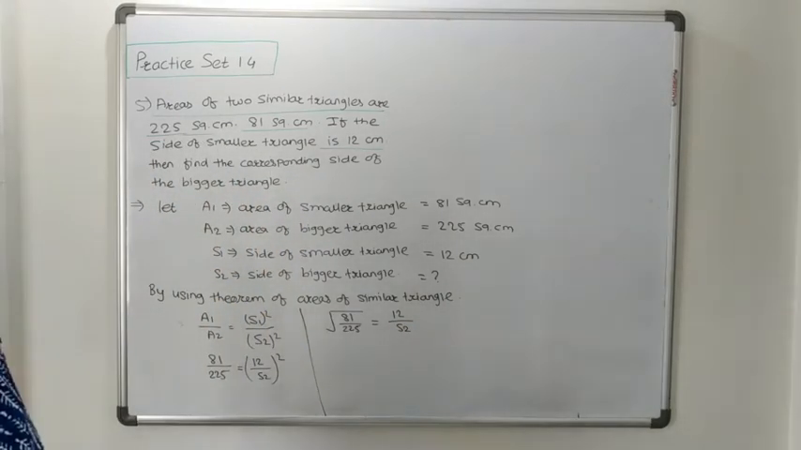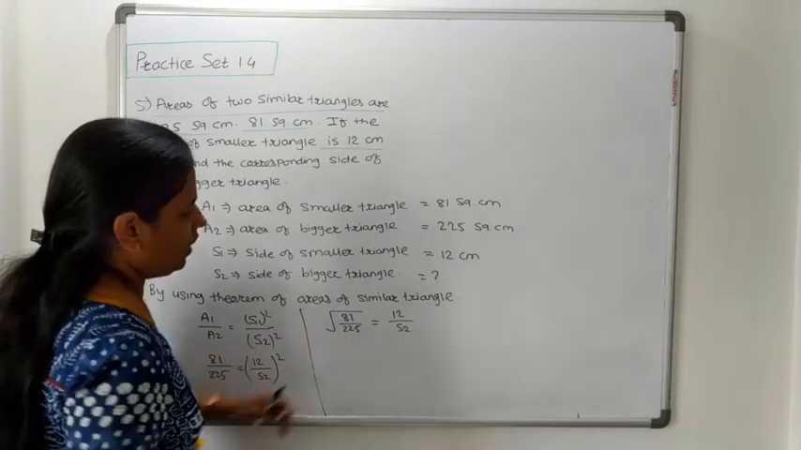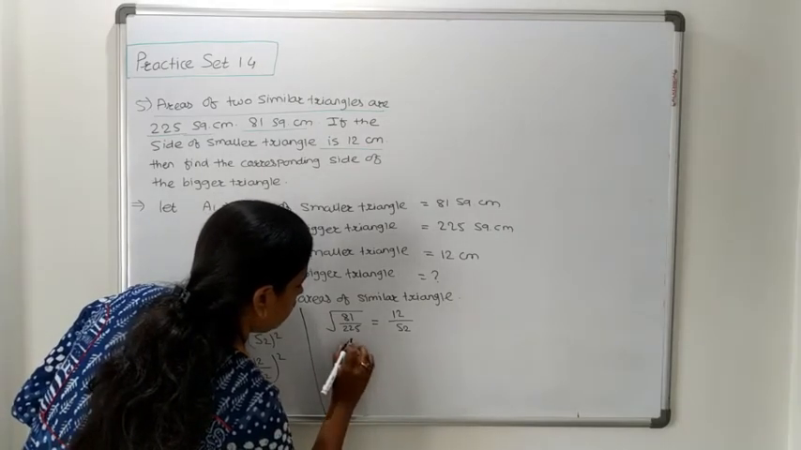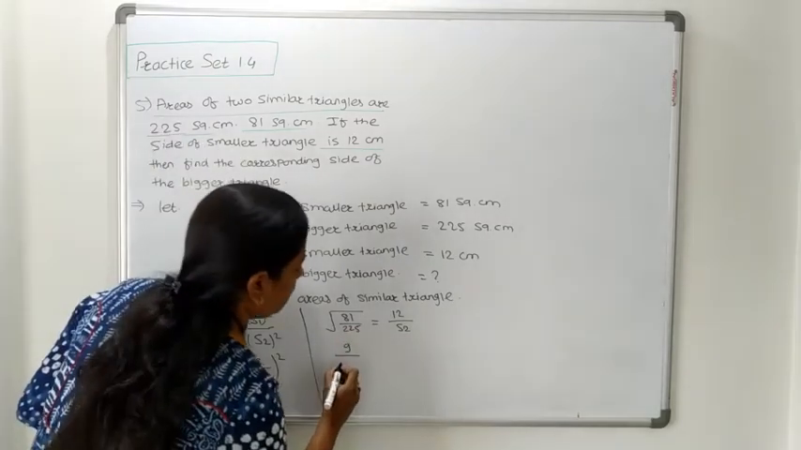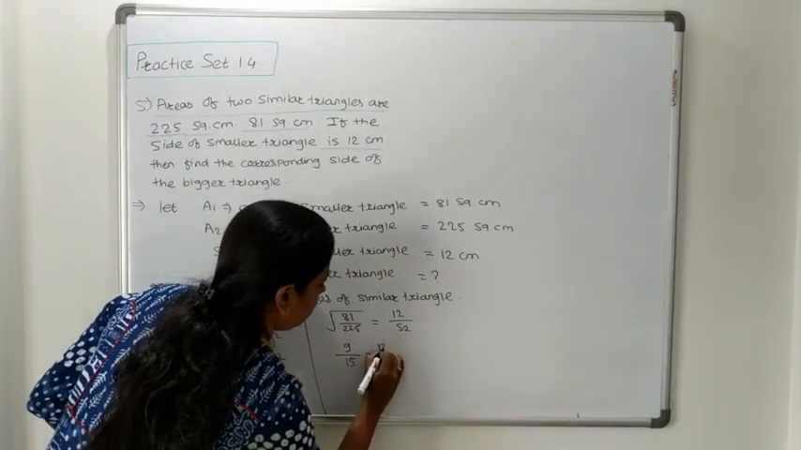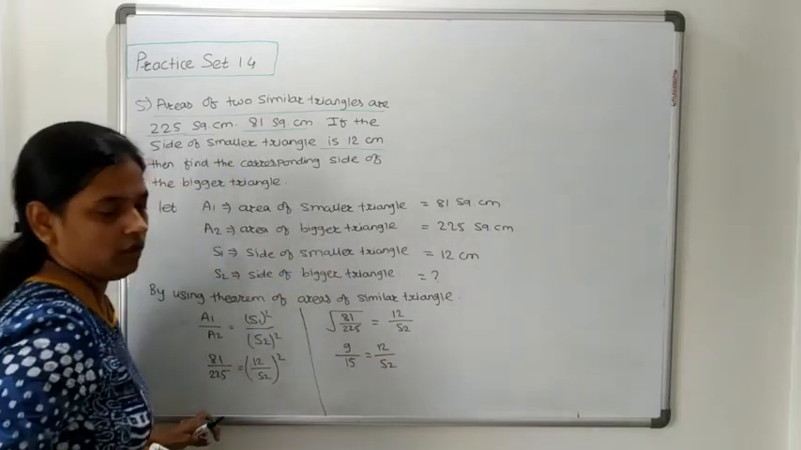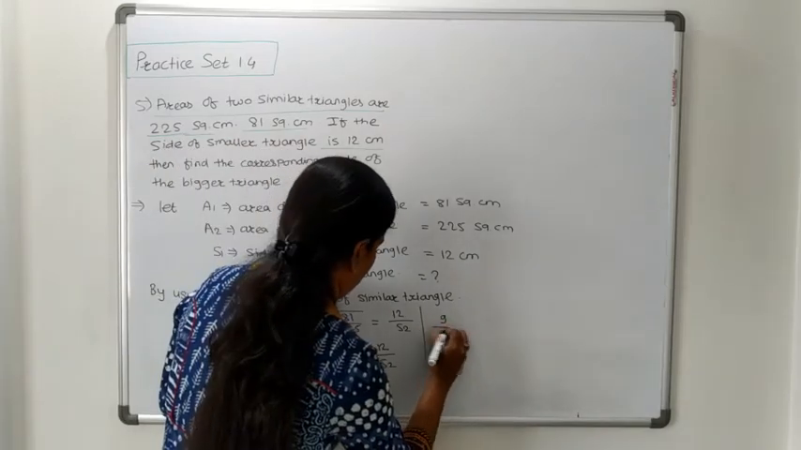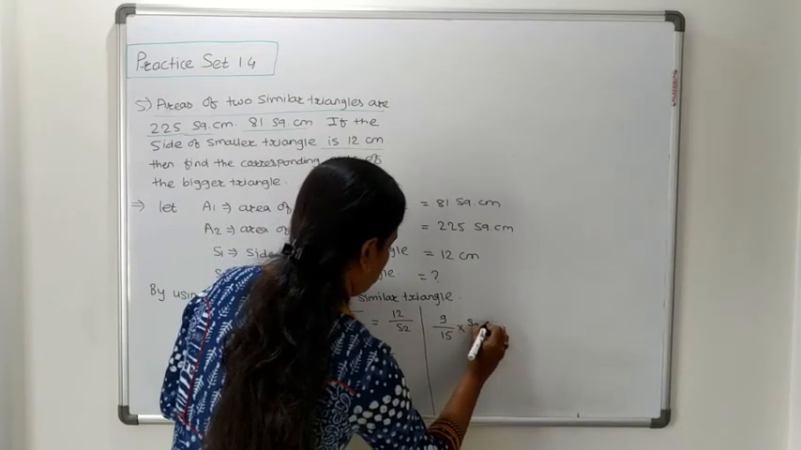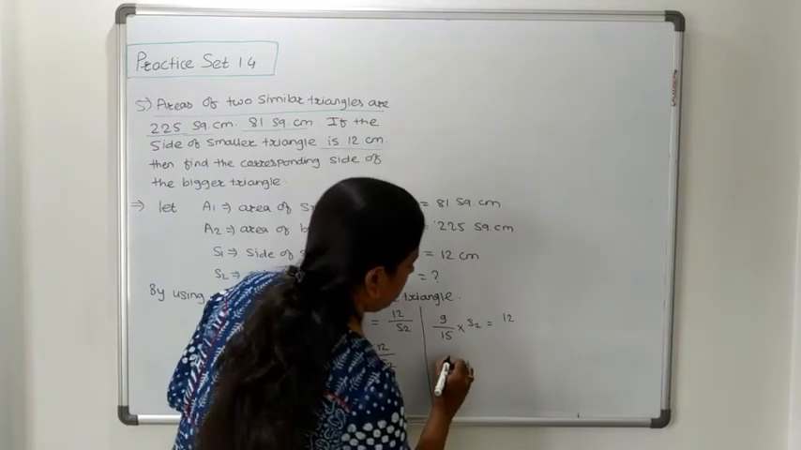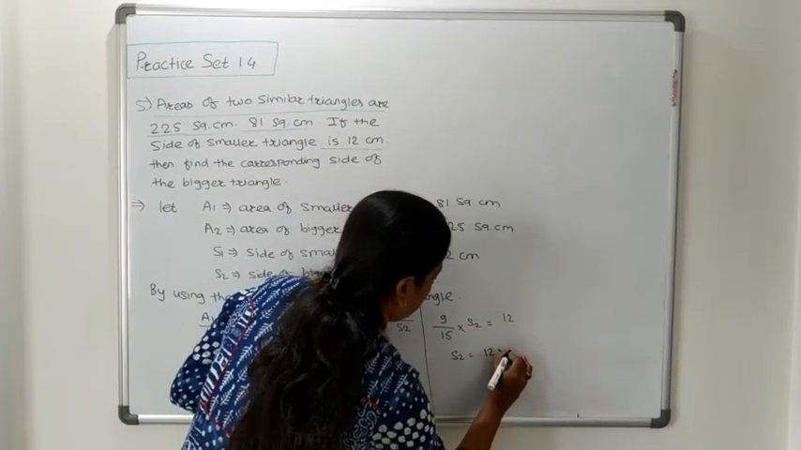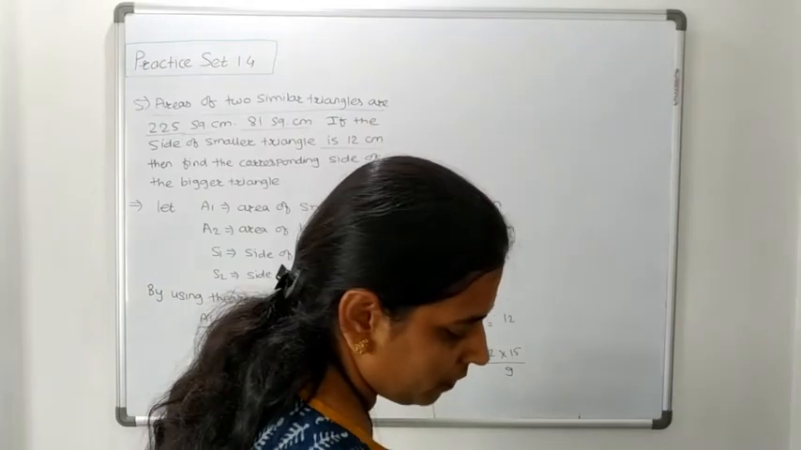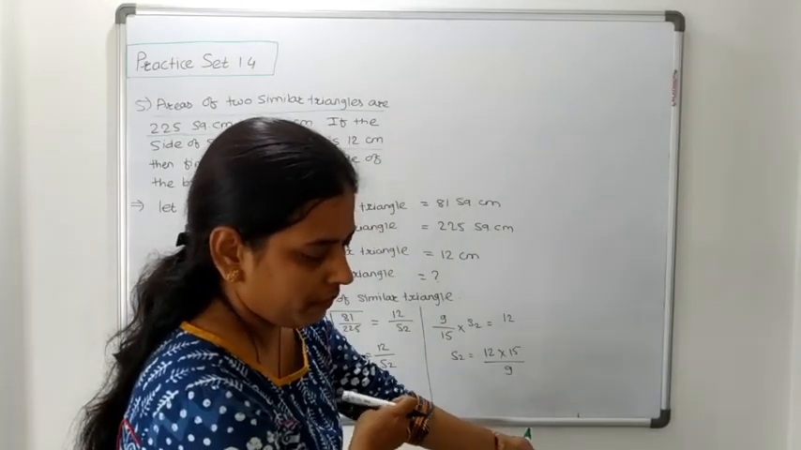Square root of 81 is 9, and square root of 225 is 15, which is equal to 12 upon S2. Now next thing is what? We have to do 9 upon 15 into S2 is equal to 12. Then S2 is equal to 12 into 15 upon 9.